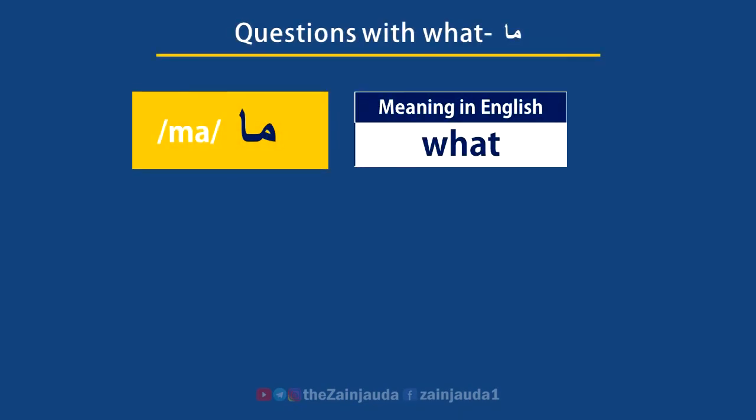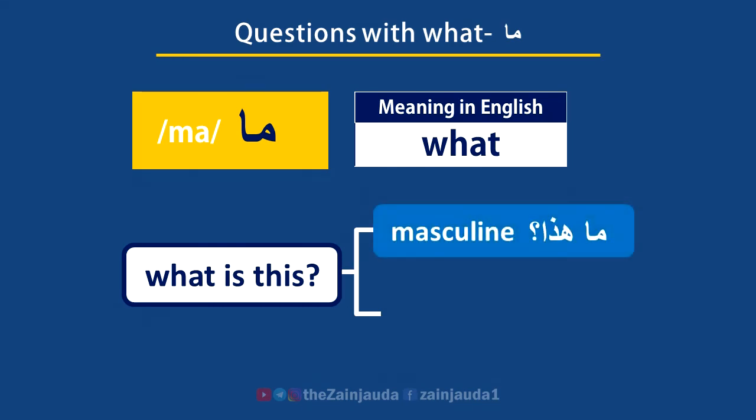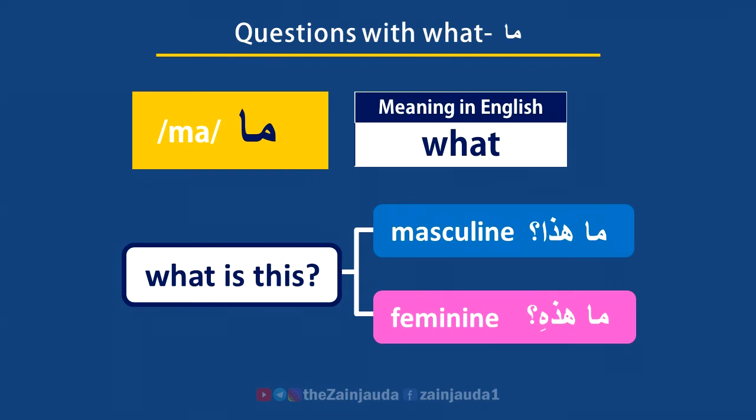Now let's move a little forward and see how to ask with what. What means ma in Arabic. And to ask a question like what is this, we will have two forms as well. It is not about ma, it is the same for both genders, but it is about this. So when we want to say what is this, for masculine we say ما هذا. For feminine we say ما هذه. And both mean what is this.